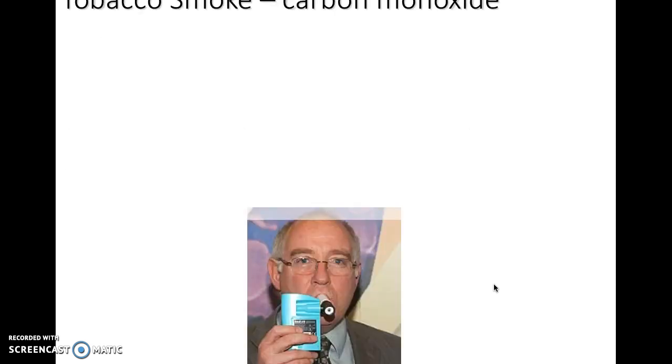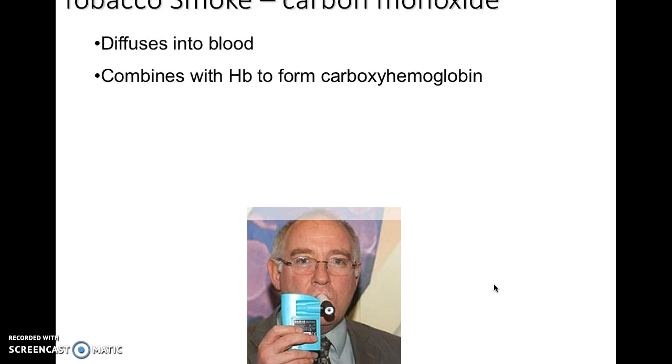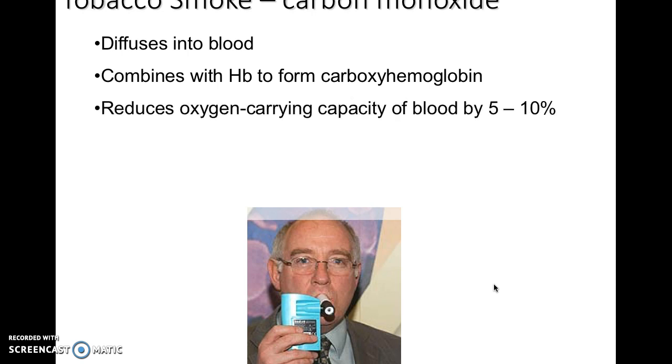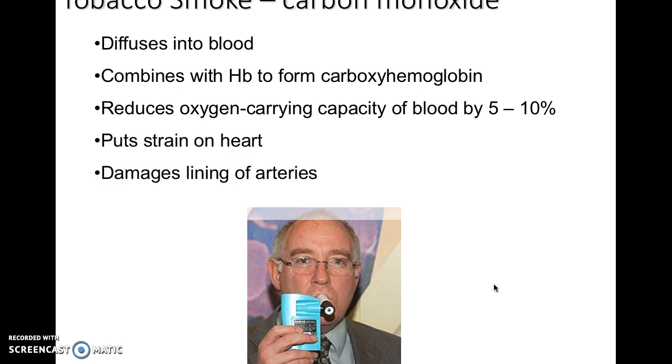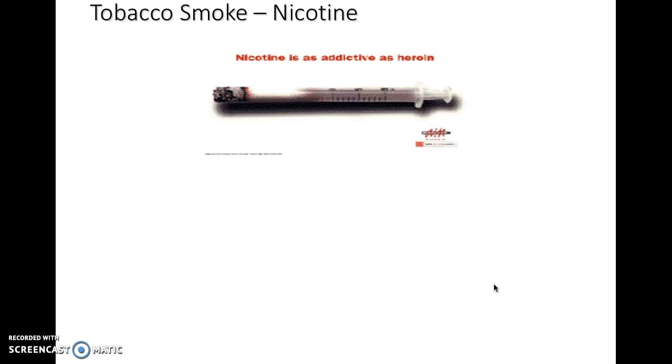When we talk about carbon monoxide, it's going to diffuse into the blood. It combines with hemoglobin to form carboxyhemoglobin. This will result in the reduction of the oxygen carrying capacity of blood by 5 to 10%. It also puts strain on the heart. This damages the lining of the arteries. It increases the risk of cardiovascular diseases.